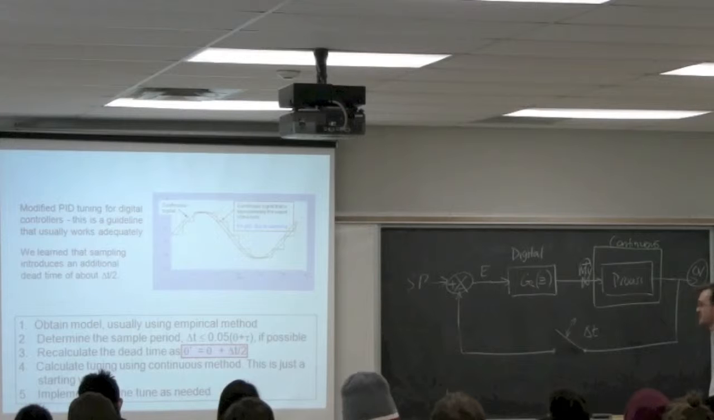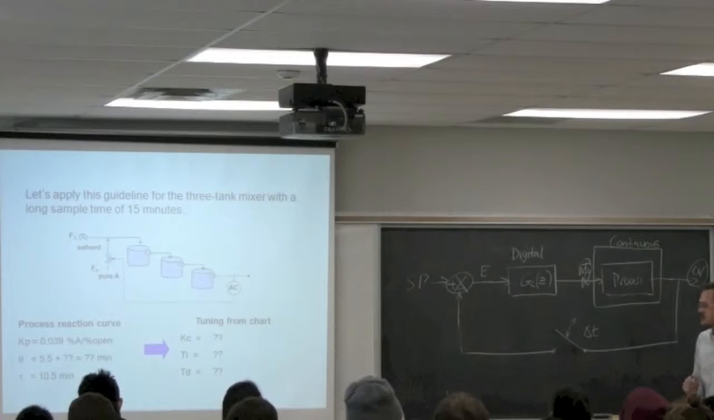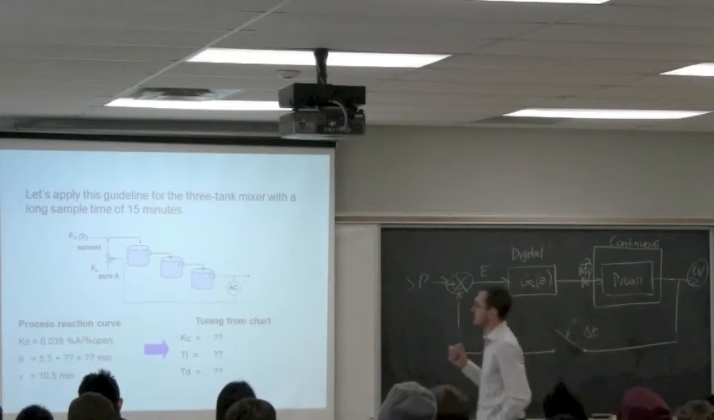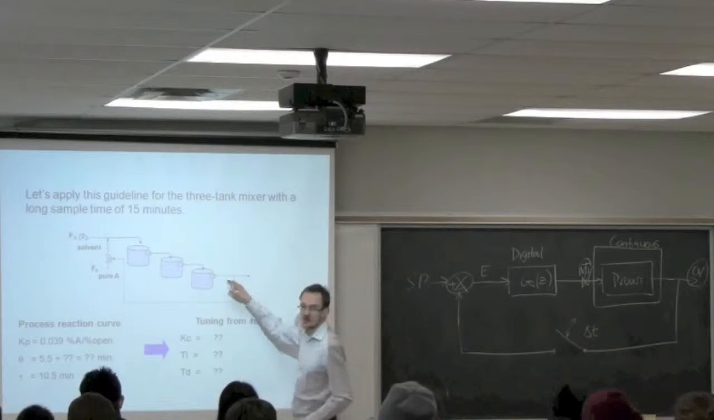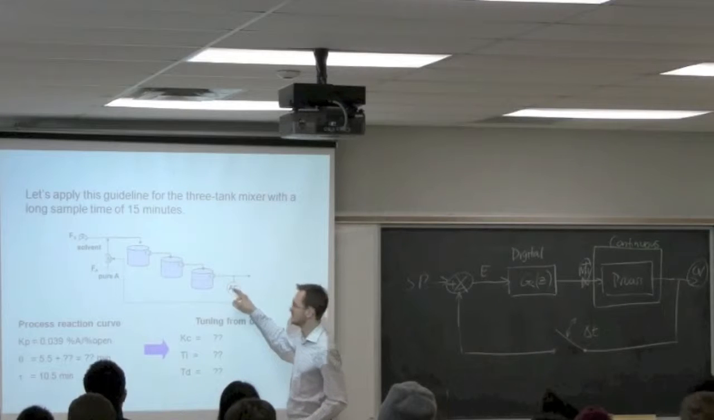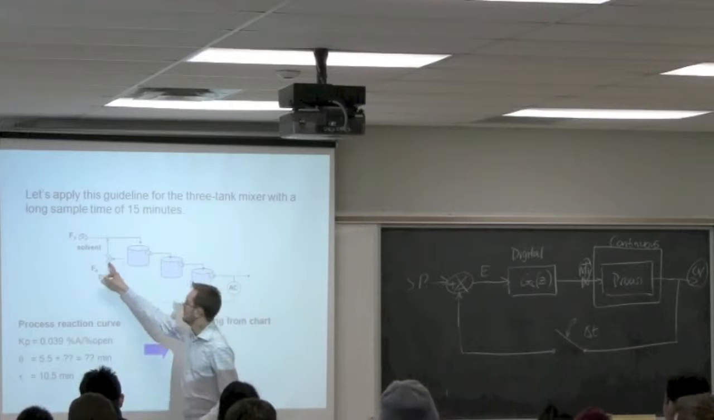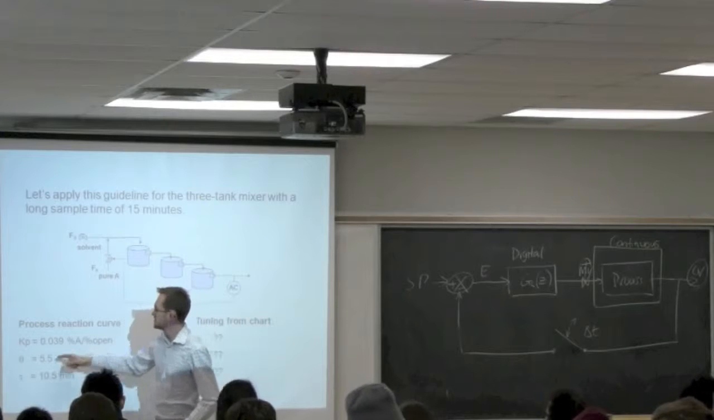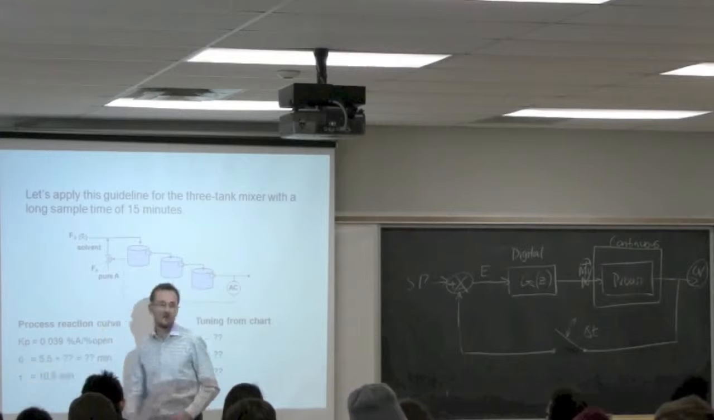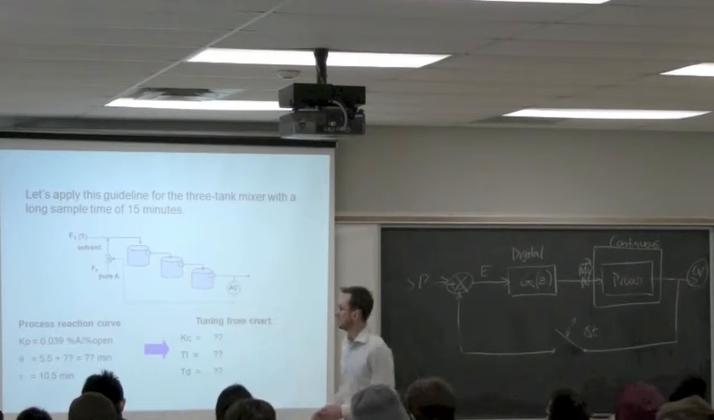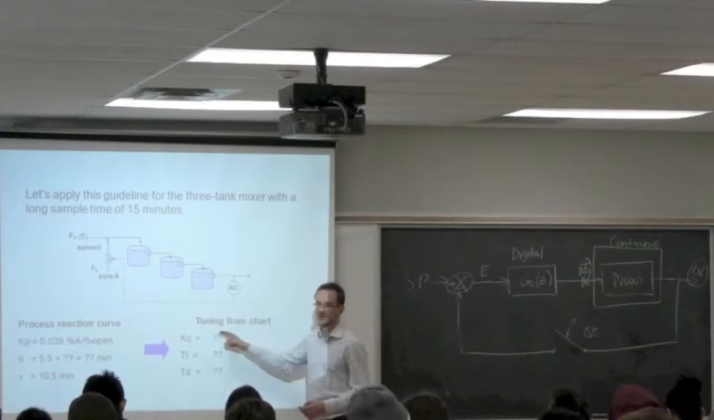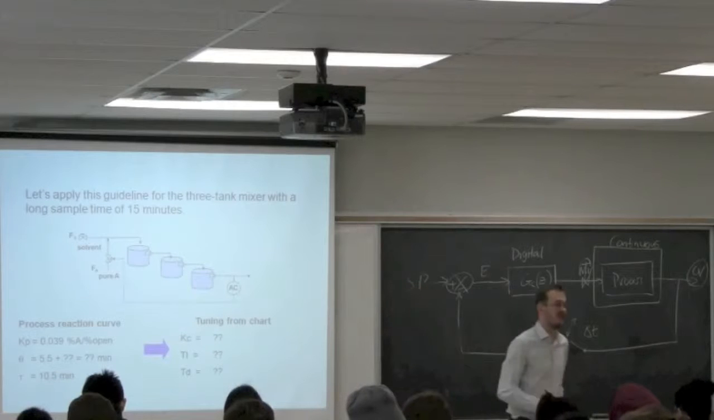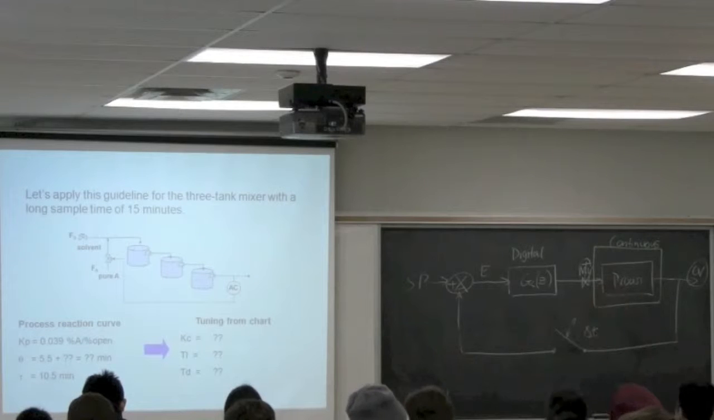So that's the process we follow. What I'd like you to do is work on this one, give this a shot. Here's a process where we're controlling 3 tanks in a row, and we're controlling the concentration at the outlet by manipulating the flow at the inlet. So what you have is Kp, theta, and tau for this existing process. What are the controller tunings for Kc, tau I, and Td using a sampling time of 15 minutes?